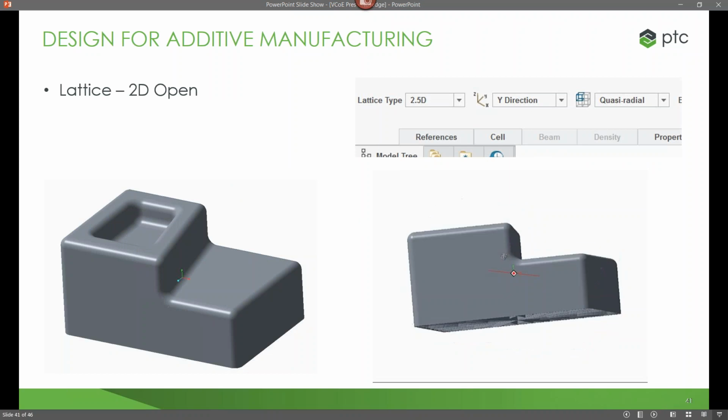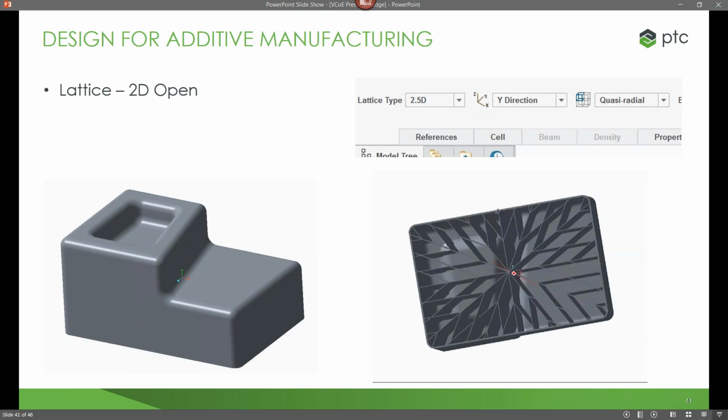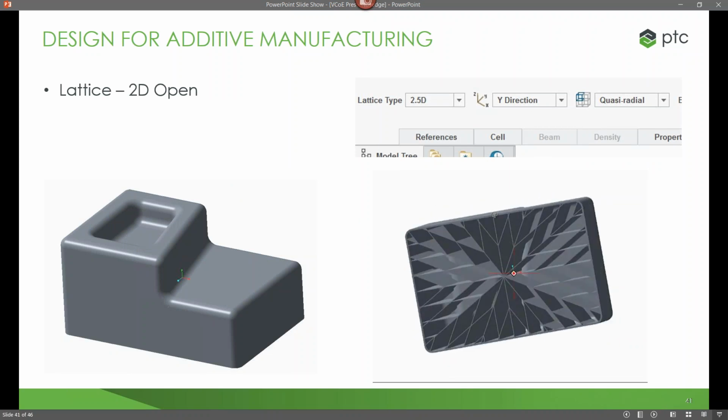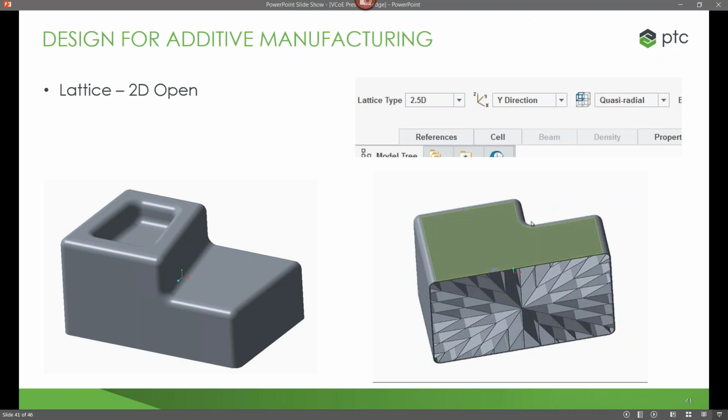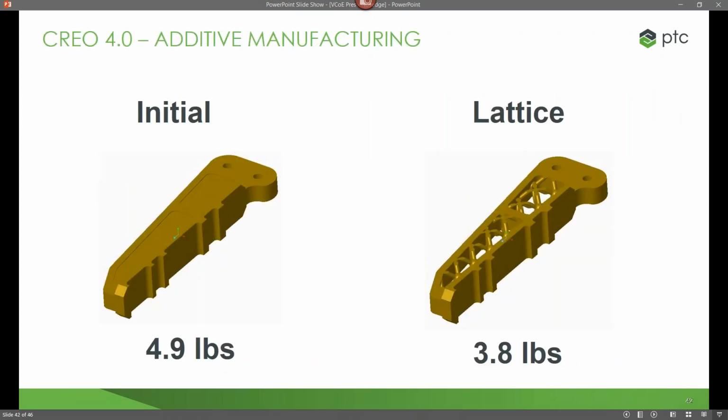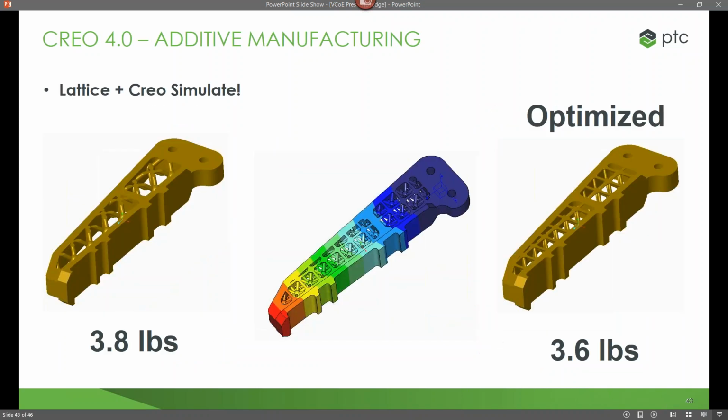Maybe we want a more simplified lattice. In that case, it was a more complex 3D lattice. In this case, we just have a 2D representation of that lattice. So really, whatever complexity we need, we can add in that lattice. And what we get is an initial weight of 4.9 can be turned into 3.8 by just putting in a simple lattice. And this might not even be an optimized version of that lattice.